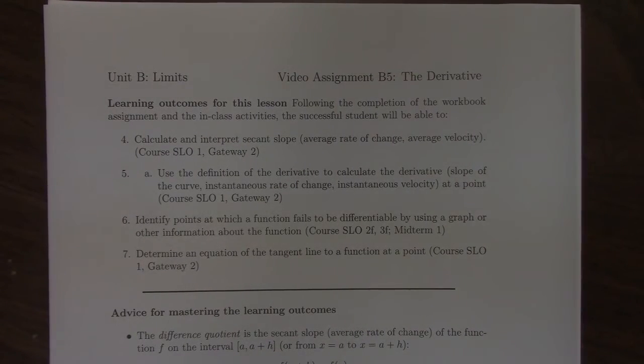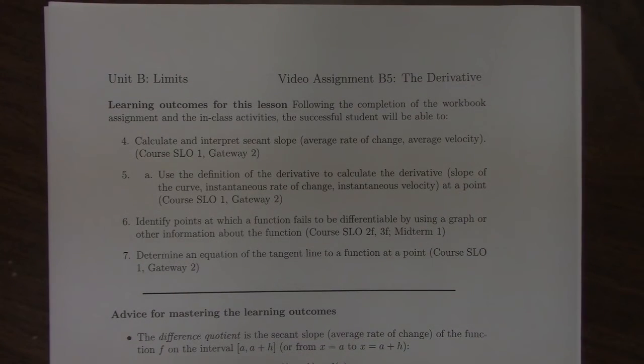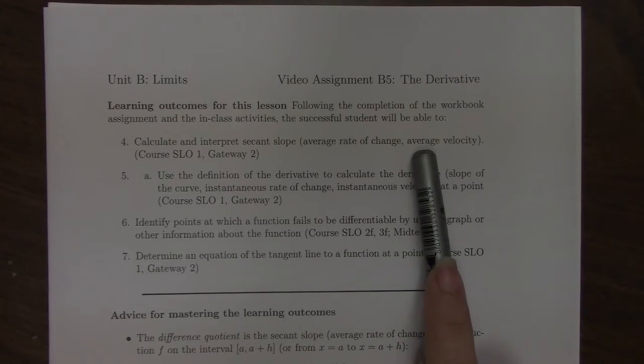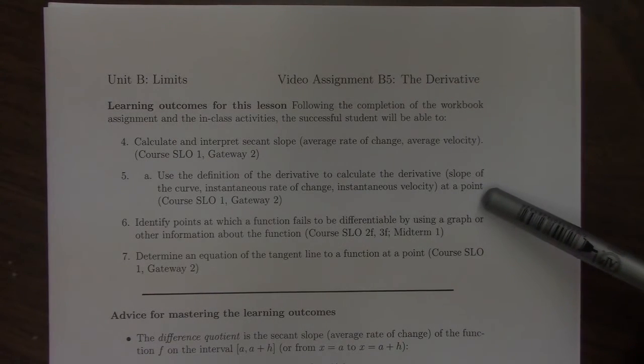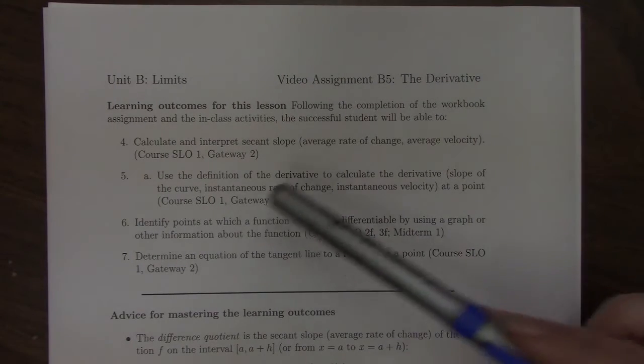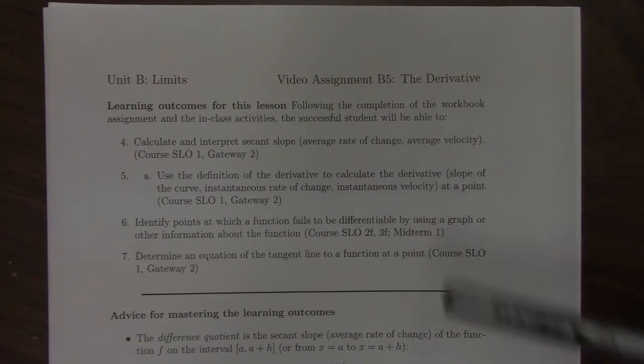In today's assignment, we're going to look at the derivative. The learning outcomes for this lesson are to calculate and interpret the secant slope, which can also be referred to as the average rate of change or average velocity. We're going to use the definition of the derivative to calculate the derivative, which can also be referred to as slope of the curve, instantaneous rate of change, instantaneous velocity, at a specific point.